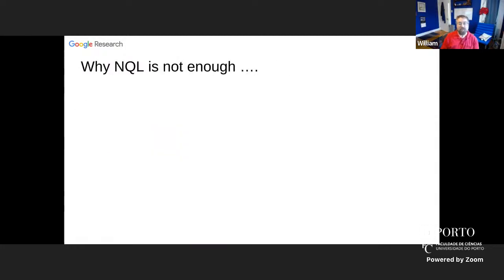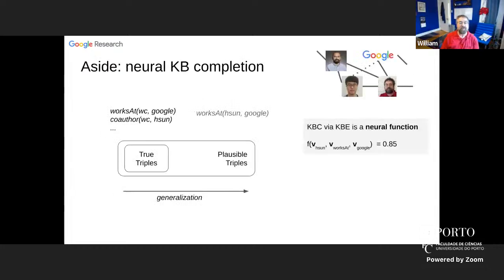So NQL was, I thought, a pretty cool idea. But after looking at it more carefully, I decided it wasn't really enough to solve this problem. So to explain why I think it's not enough, I'm going to take a little bit of a detour here and talk about some other problems that are well studied in the neural network world.